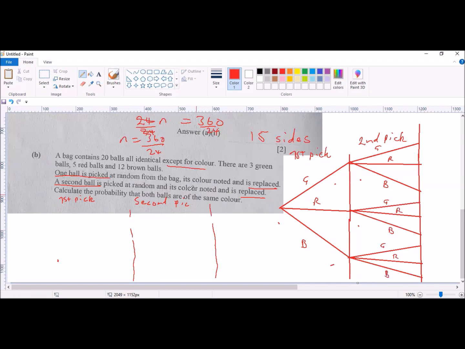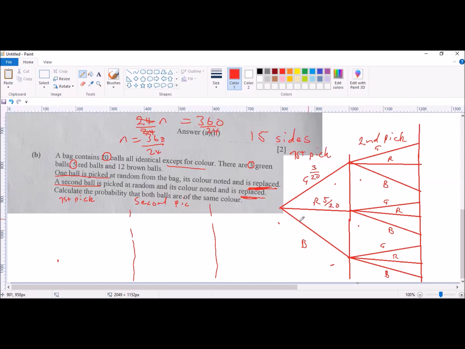So we are picking and then replacing. That is the key thing we have to think about. On the first pick, what is the probability of picking a green? Green, 3 out of 20. All right. There's a total of 20, and we have a chance of picking 3 green balls. On the second, the chance of picking a red ball is 5 out of 20. All right.